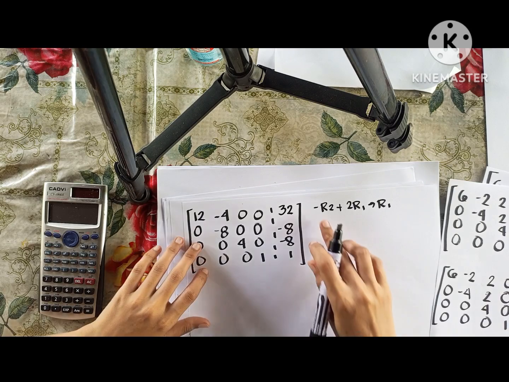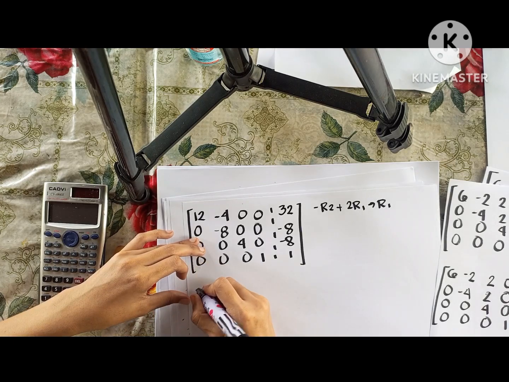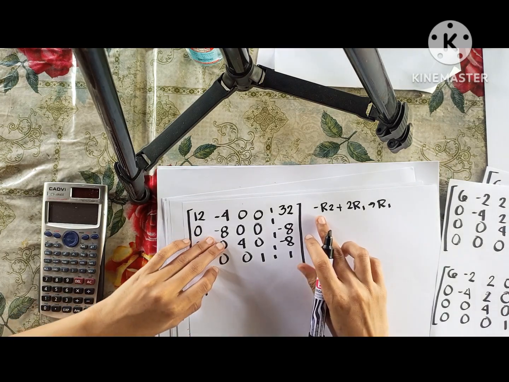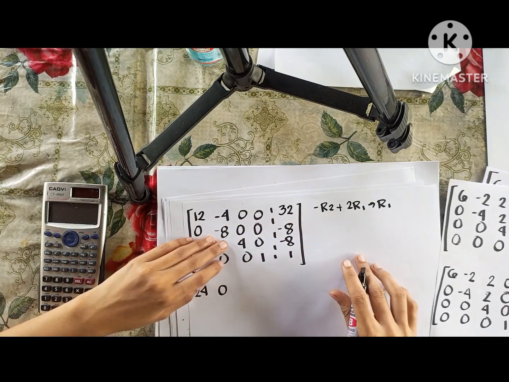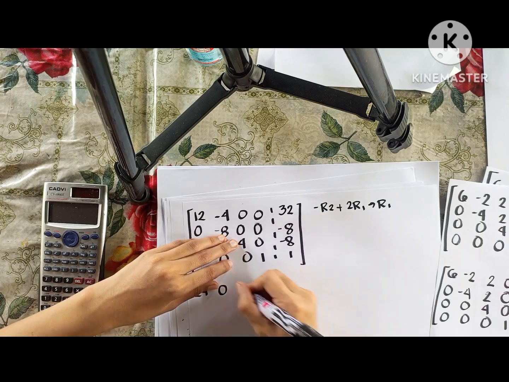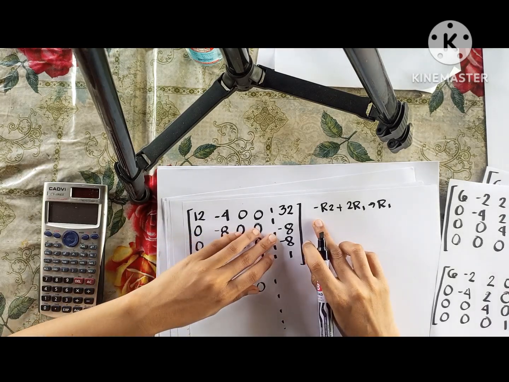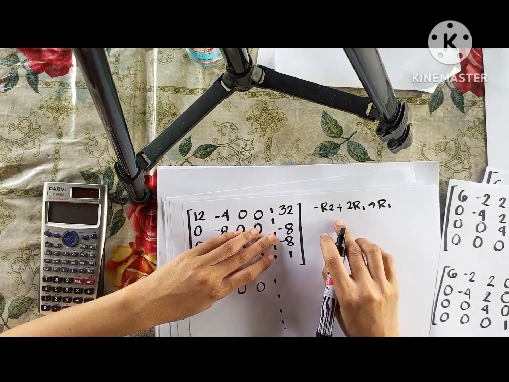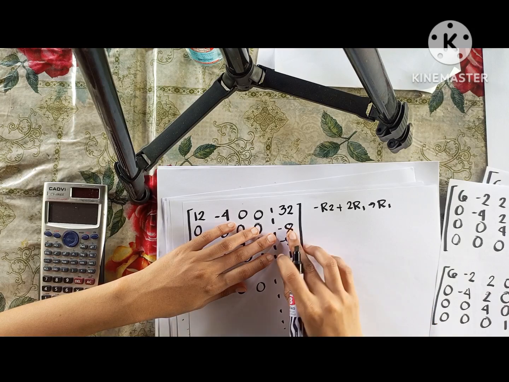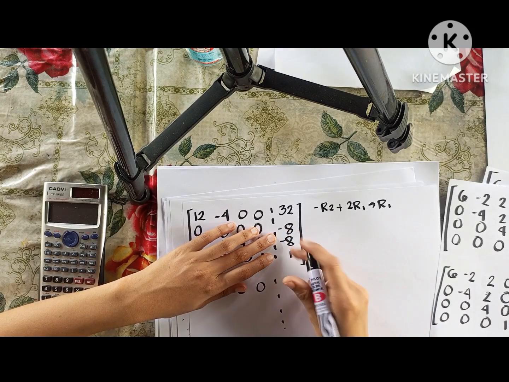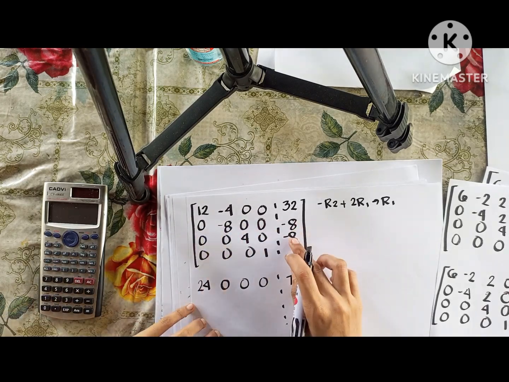Now, we have here negative R2, so 0 plus 2 times 12 is 24. Negative R2, so we have positive 8 plus 2 times negative 4 is negative 8, so that would be 0. Negative R2, so 0 plus 0 is 0, still 0. So, negative times negative 8 is positive 8 plus 2 times 32, so 2 times 32 is 64, plus positive 8, so that will be equal to 72. And then we are going to copy the second, third, and fourth row.